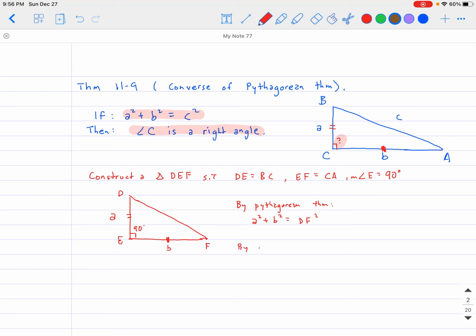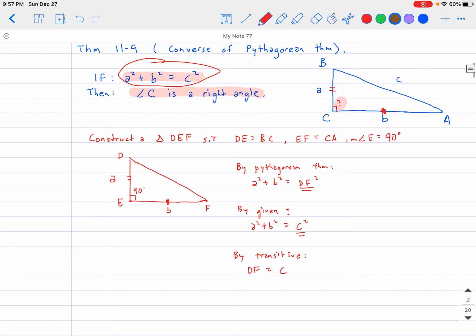Now, by the given, we also know that A squared plus B squared is equal to C squared, because it is literally written right there. Well, by transitivity, we can say that DF is then equal to C, because we can set those two equal to each other, with A squared plus B squared as the middleman.